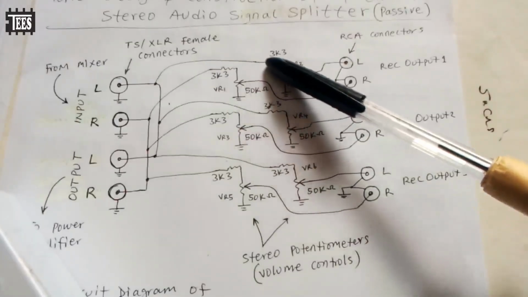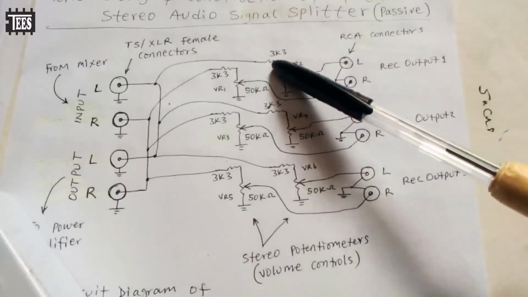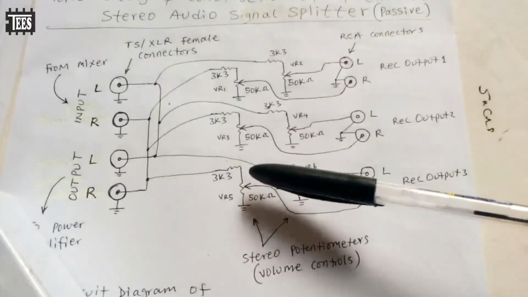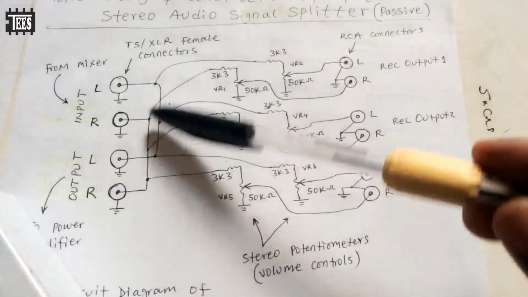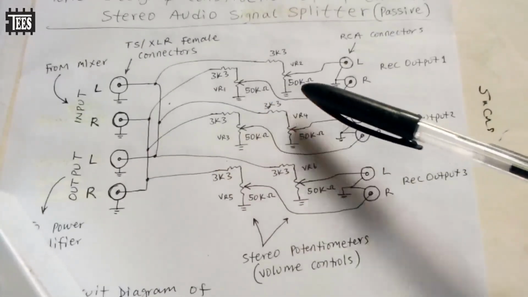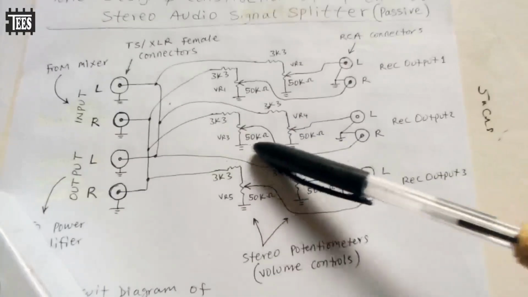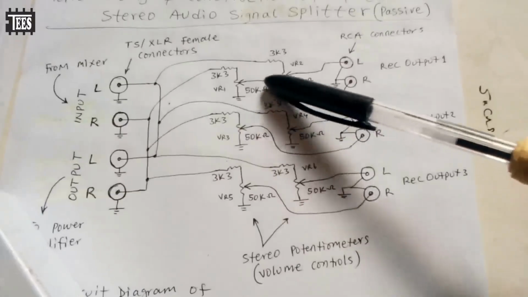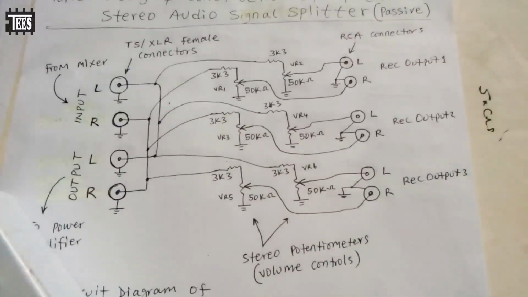You understand? This resistor is also in series with this potentiometer, so that I am able to drop the level of the signals. It doesn't affect the quality of the signal, just drops the level, because this is just for recording. So you don't need a high level signal. You understand? So that's the reason why you are seeing these potentiometers. There are 3 pairs of potentiometers. Each of them has 2. They are stereo. You understand? So that's how the entire thing works.